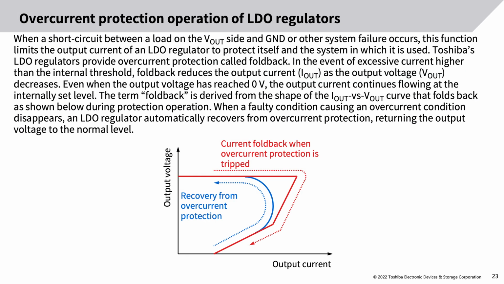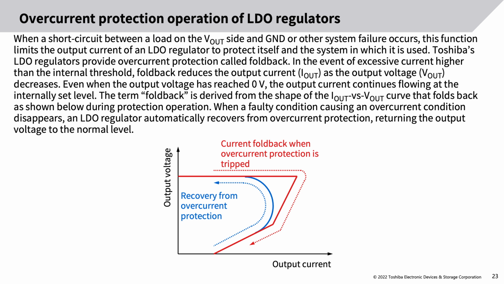Overcurrent protection operation of LDO regulators. When a short circuit between a load on the V-out and ground or other system failure occurs, this function limits the output current of an LDO regulator to protect itself in the system in which it is used. Toshiba's LDO regulators provide overcurrent protection called foldback.